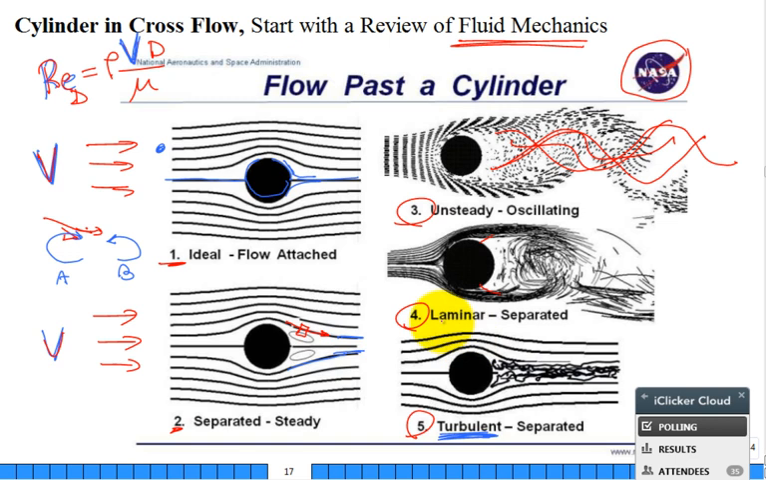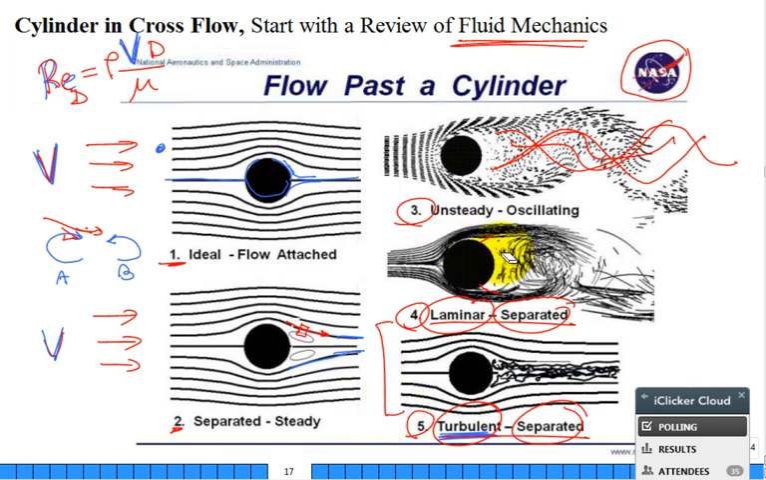Then if you increase the speed, you get the separation up in here. What do they say between 4 and 5? It's like separated, I get it. But they say laminar versus turbulent separated. What's the difference between 4 and 5? Oh, 5 is a little faster. But then they throw this term turbulent in. Turbulent separated versus 4 laminar separated?